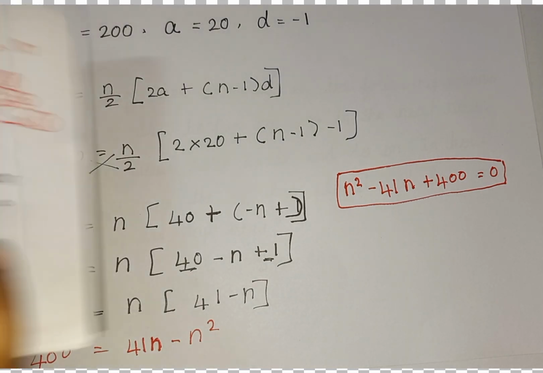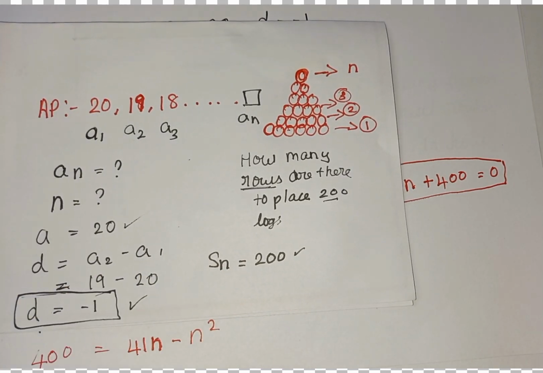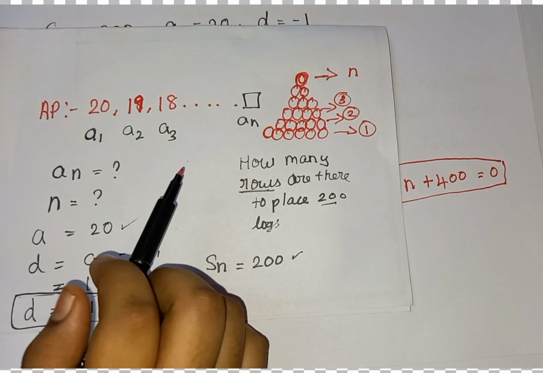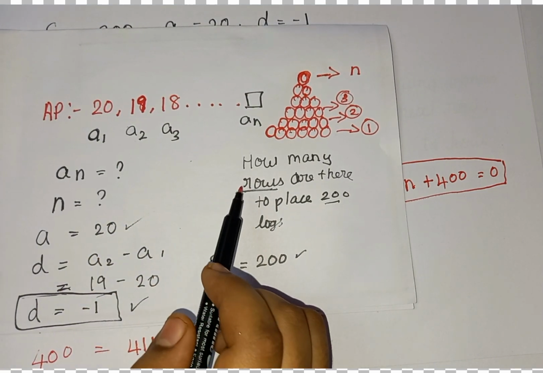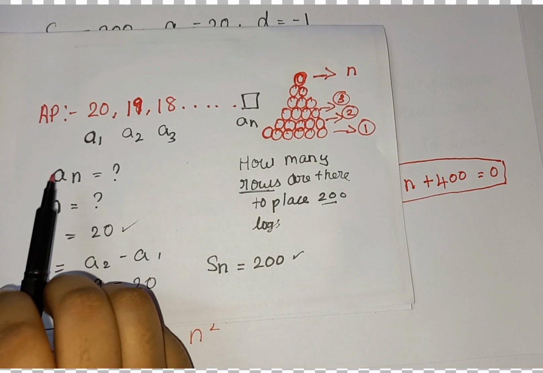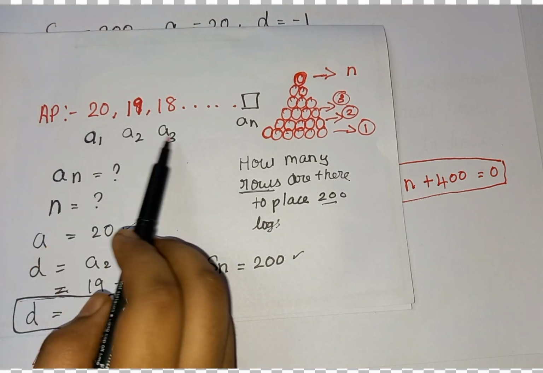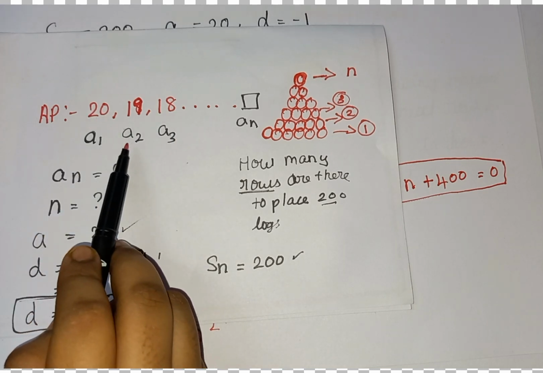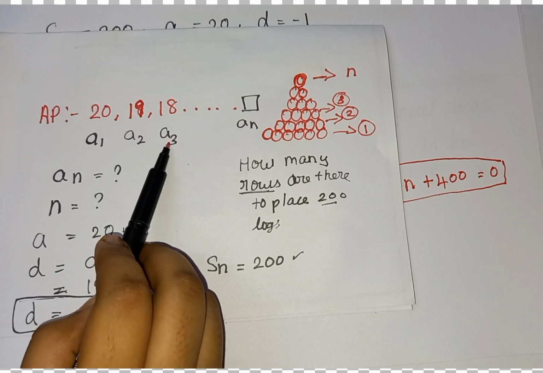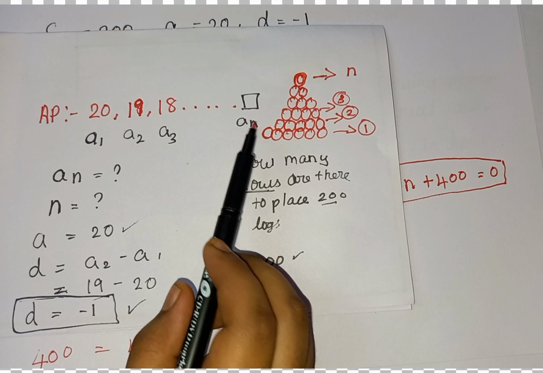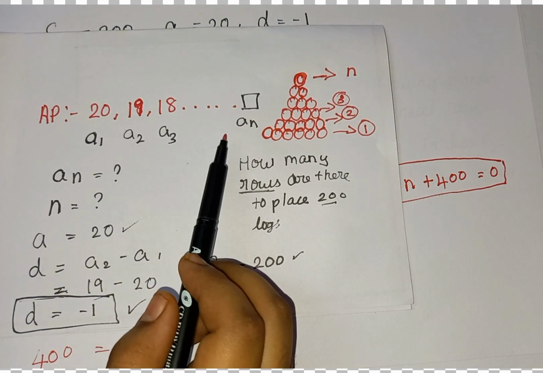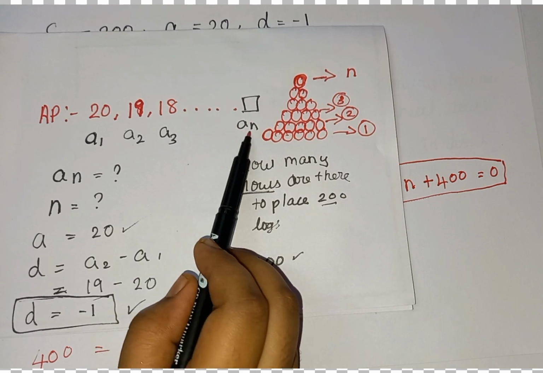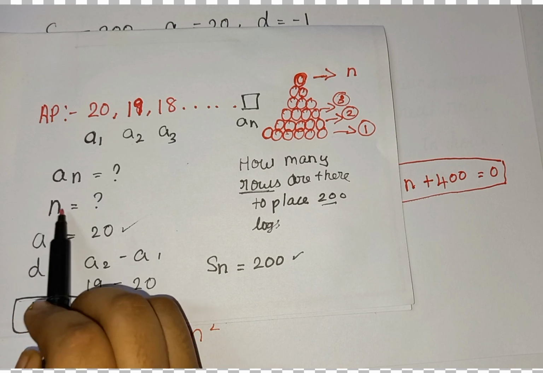Before getting into that, I would like to clear one doubt. Most of the guys might be wondering what is the meaning of n here. According to the question, we don't know how many rows are there. The only thing they mentioned is a bottom row, next row, like that. But when we form an AP, we got to know that in the first row we have 20 logs, in the second row we have 19 logs, and in the third row we have 18 logs. But we don't know how many rows are there. It is a question mark. So since we don't know how many rows are there, we just took it as n. So n means we don't know how many rows are there.